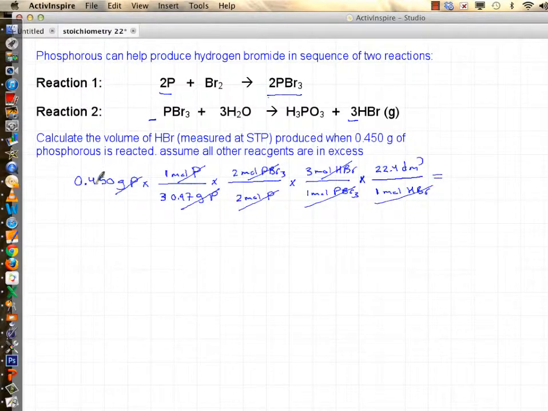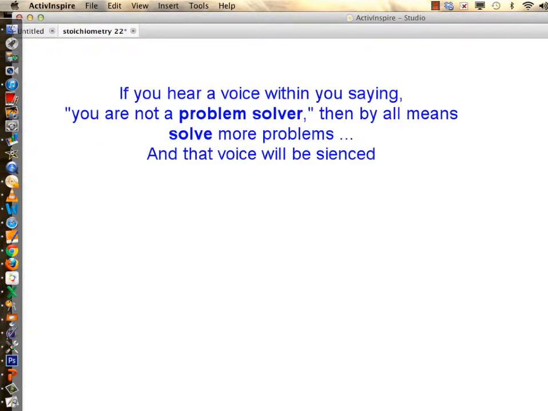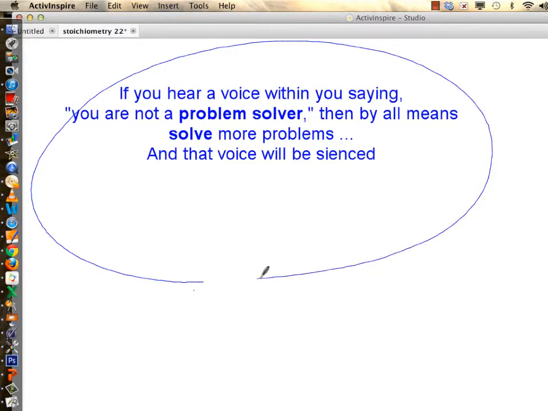Now all you have to do is multiply the numerators and divide by the denominators, and you come to the same exact answer, 0.976 decimeter cube. I know many of you will look at this and you tune it out, but it's really simple. Just try it one more time and see what happens. Finally, I just want you to solve as many problems as you can.